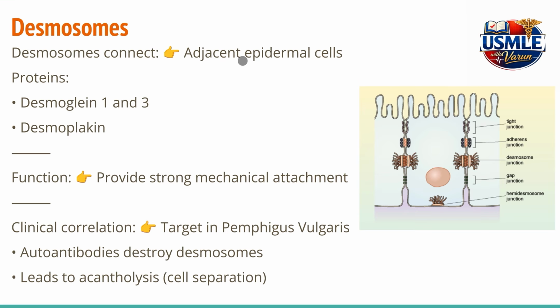Whereas desmosomes connect adjacent epidermal cells, and the proteins that are associated with desmosomes include desmoglein 1 and desmoglein 3, and the other protein is desmoplakin. The function of these desmosomes is to provide strong mechanical attachment. So these desmosomes are the target in pemphigus vulgaris, which is characterized by autoantibodies that destroy the desmosomes, and this eventually leads to acantholysis or cell separation.